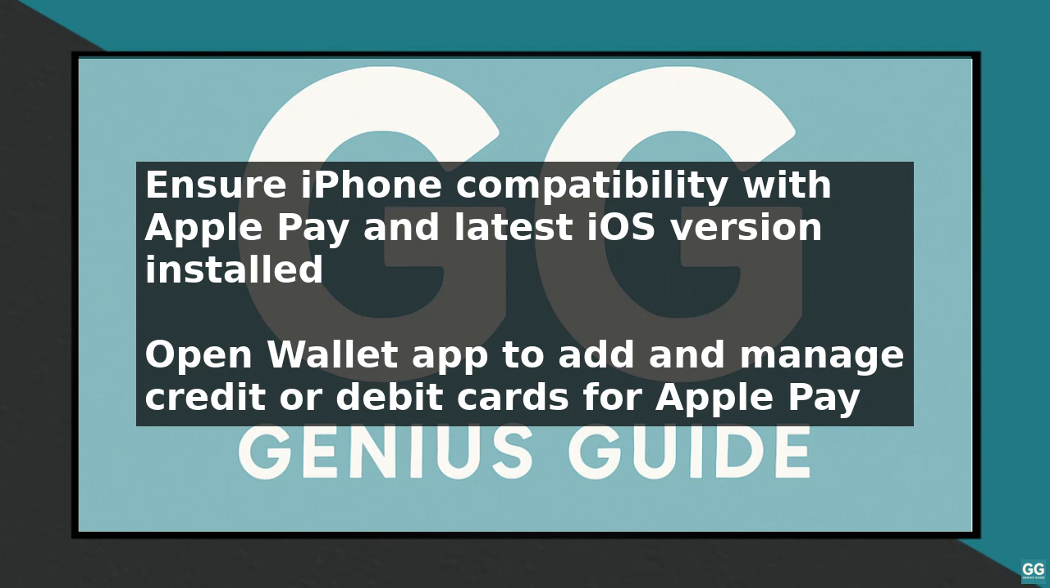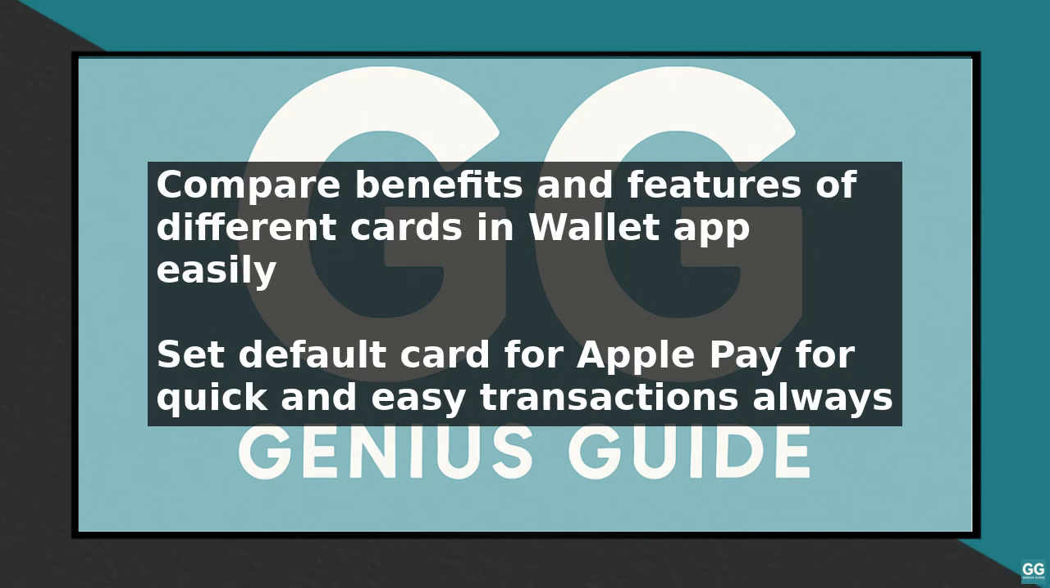Tap the plus sign in the top right corner to begin the process of adding a new card. You will be prompted to take a photo of your card or enter the information manually. Once your card is added, you can compare the benefits and features of different cards in the Wallet app. For example, you can compare the rewards programs, interest rates, and fees associated with each card. You can also set a default card for Apple Pay, which will be used for transactions unless you specify otherwise.